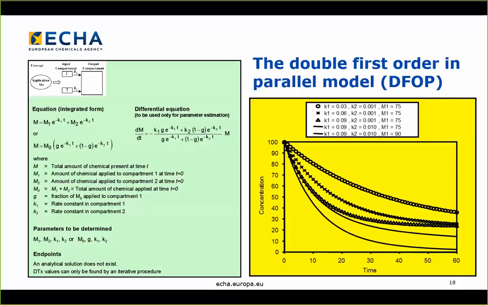An extra complication of the double first order in parallel model is that there is no simple analytical solution to calculating DT50s and DT90s. You have to calculate it iteratively from those equations in the info box. But the software tools that have been built do that for you. But it's just to point out that there isn't an analytical solution to DT50 and DT90.